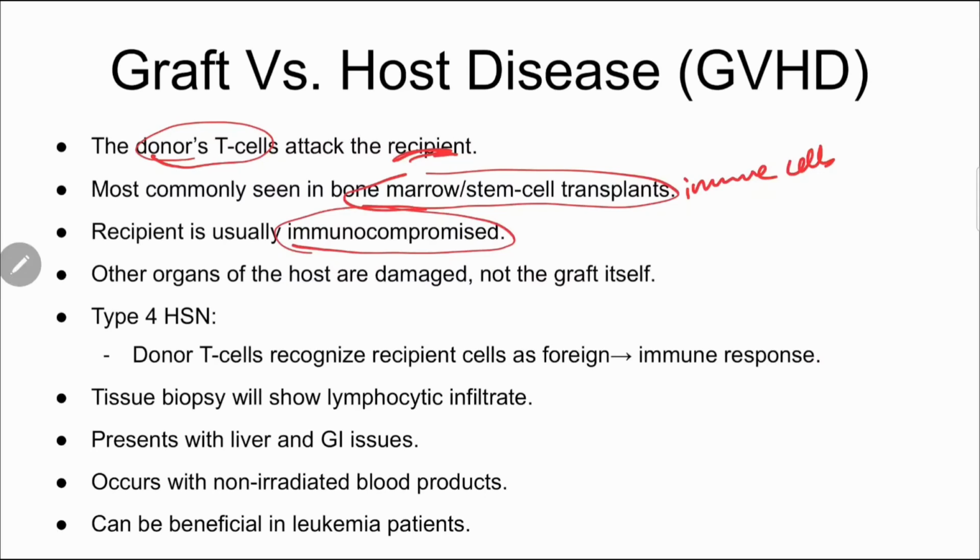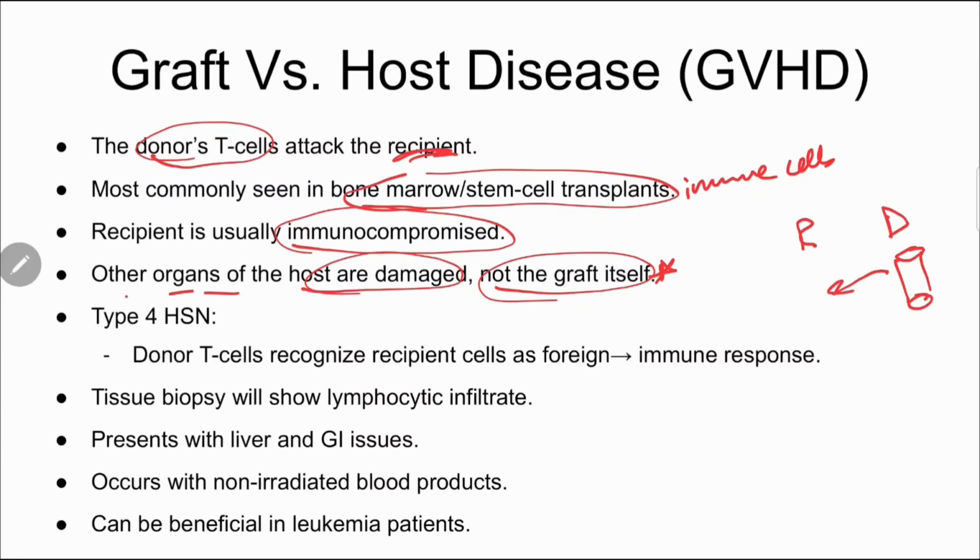Now, this is what's important. The other organs of the host are damaged, not the graft itself. And let me just explain what it means. This is one of the highest yield points that I can convey regarding graft versus host disease. And I have seen questions come up in this manner. So just listen to this. Let's say this is the donor and this is the recipient. Now the donor is giving the bone marrow, right? The donor is giving the recipient the bone marrow.